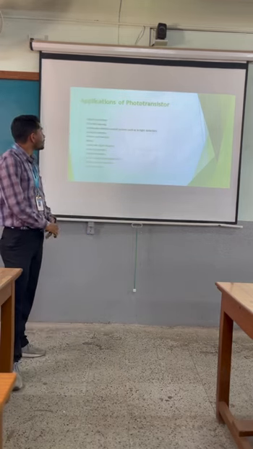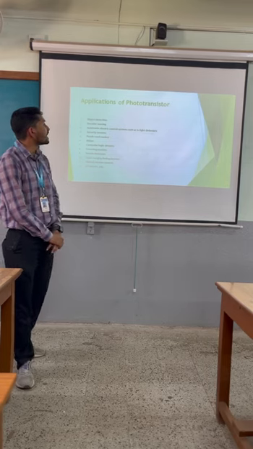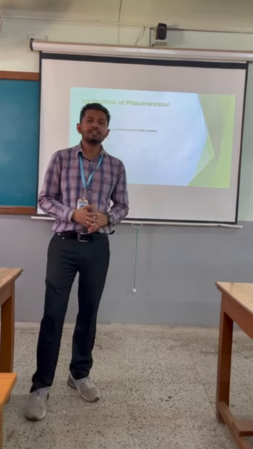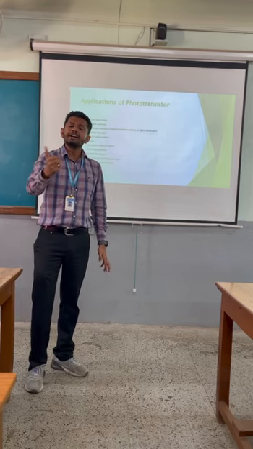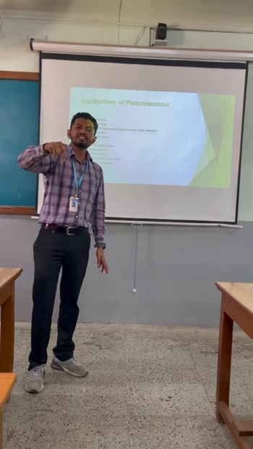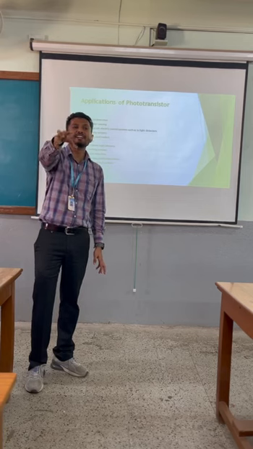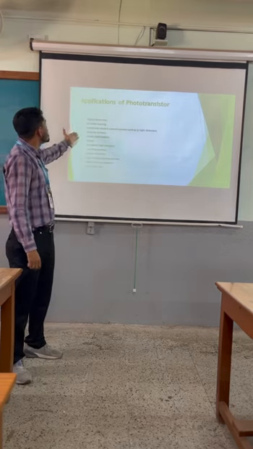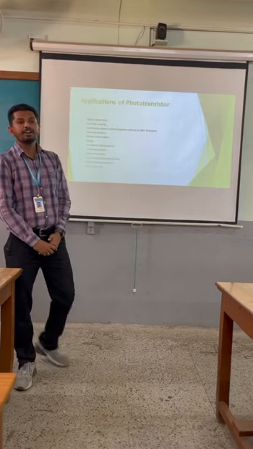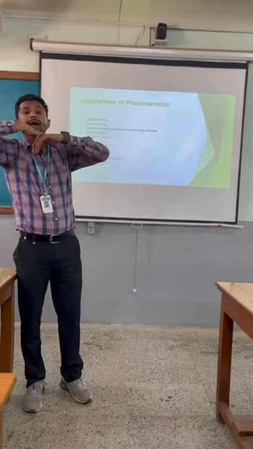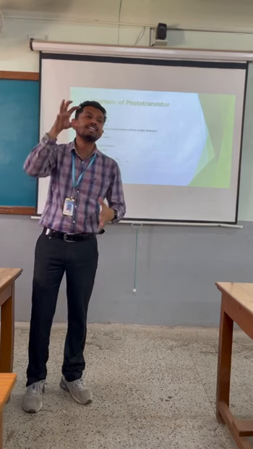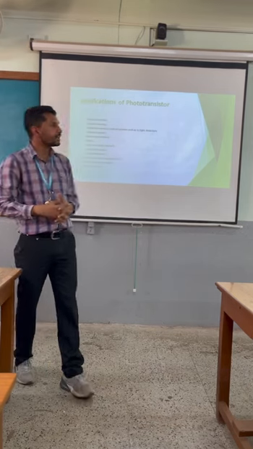Next application, automatic electrical control systems such as light detectors. In any automatic system, the signal is detected by using light. Why light? Because light energy is incident and it is detected automatically. Next, security systems. It is used in various security systems, sensing the light.